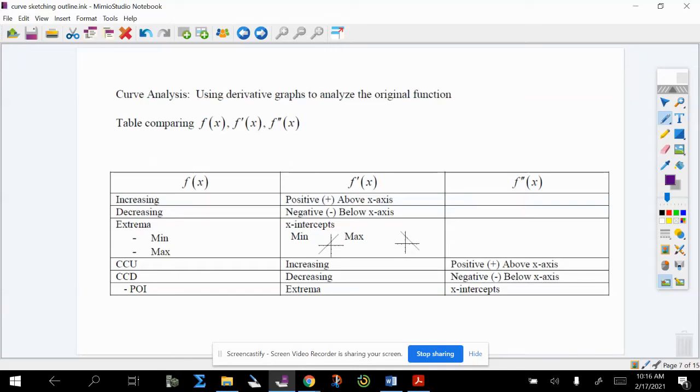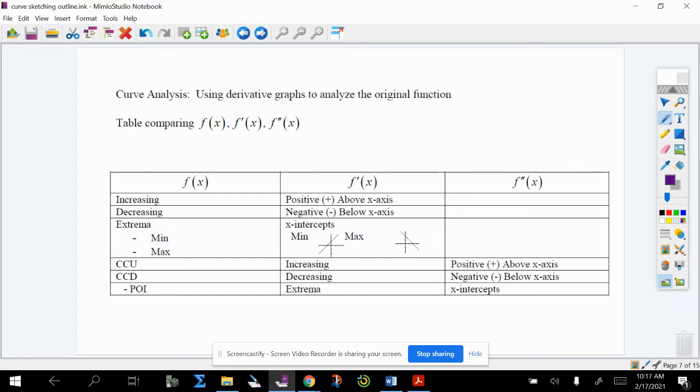The last big topic in chapter 3 is really honing in on this idea of curve analysis, which we've been building up to since we first started talking about the first derivative and increasing and decreasing. So this puts it all together. This is really giving you a nice chart to help you, depending on what you're looking at, determine the features of the other graphs. What I mean by that is being able to compare an original function with a derivative function with a second derivative function.